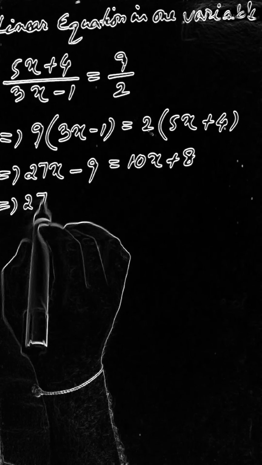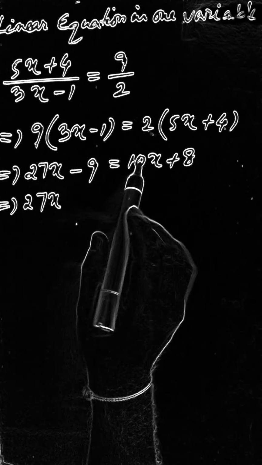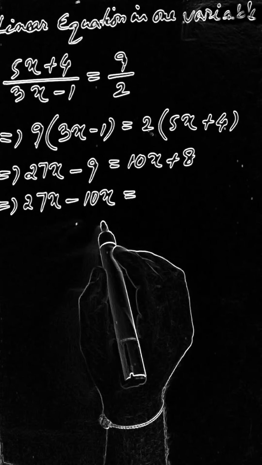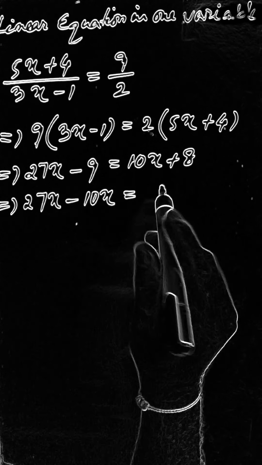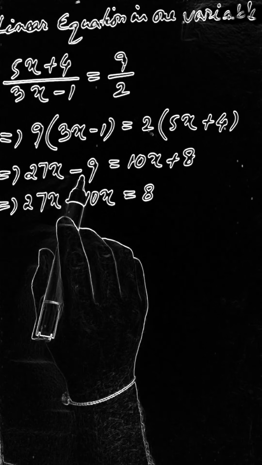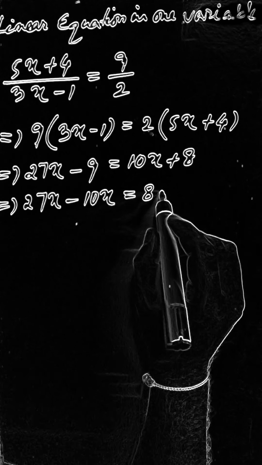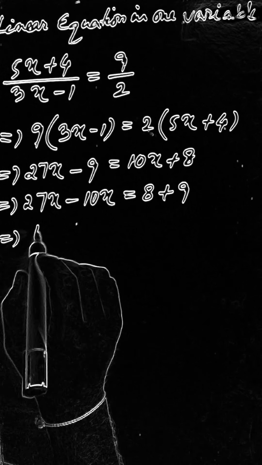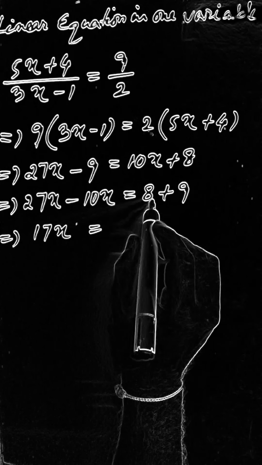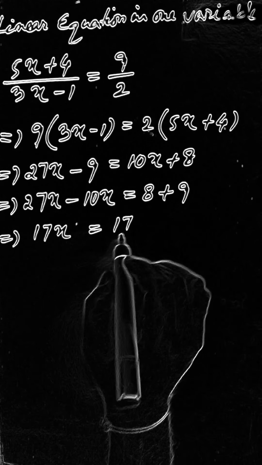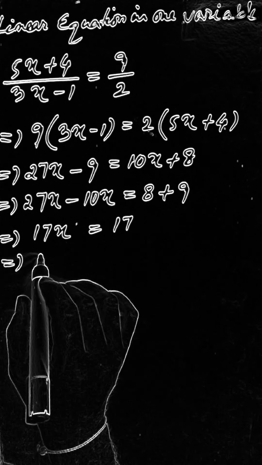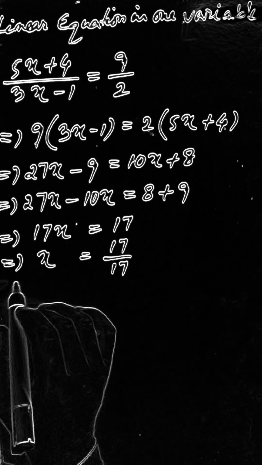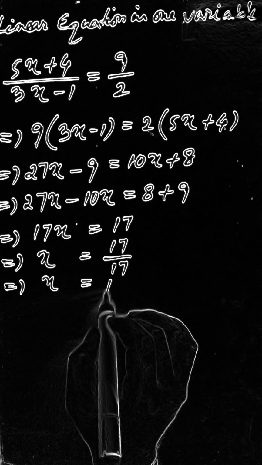So now 27x. If 10x comes to the left hand side, it will be minus 10x equal to. Then on the right hand side there is 8, but when minus 9 goes to the other side, it will be how much? It will be positive 9. So 27x minus 10x, we'll get here 17x. 8 plus 9 how much? 17. So x will be how much? 17 divided by 17. Then we'll get here x is 1.